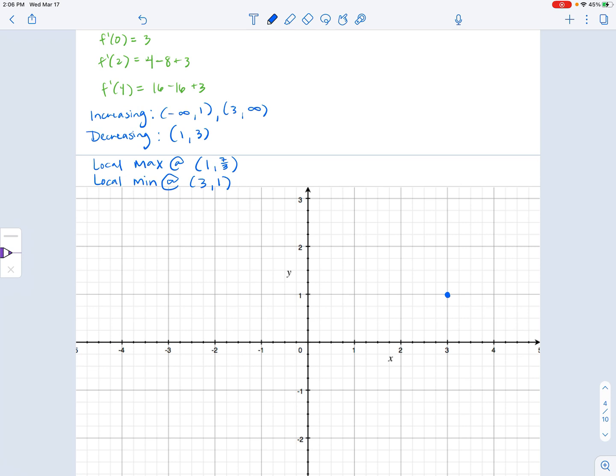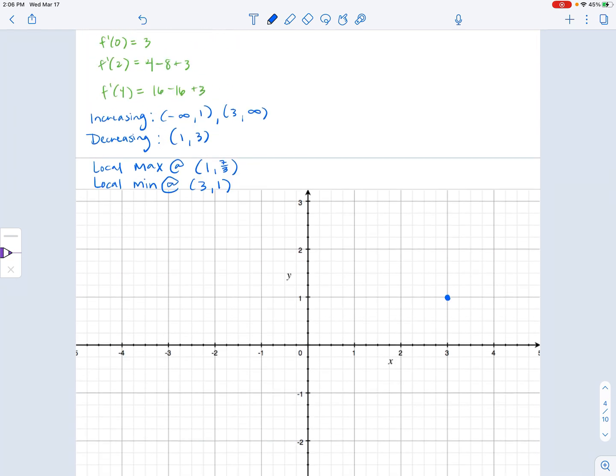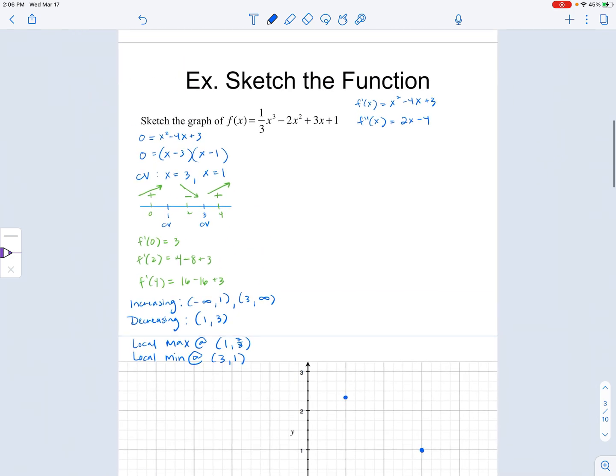So I can actually plot those points. (3, 1) and (1, 7/3). So 7/3 is 2 and 1/3. It's maybe about there. So I have my local max and local min plotted. And now let's look at concavity. We could get a sketch of the graph from just the given information, but since we can identify more characteristics, let's do it.